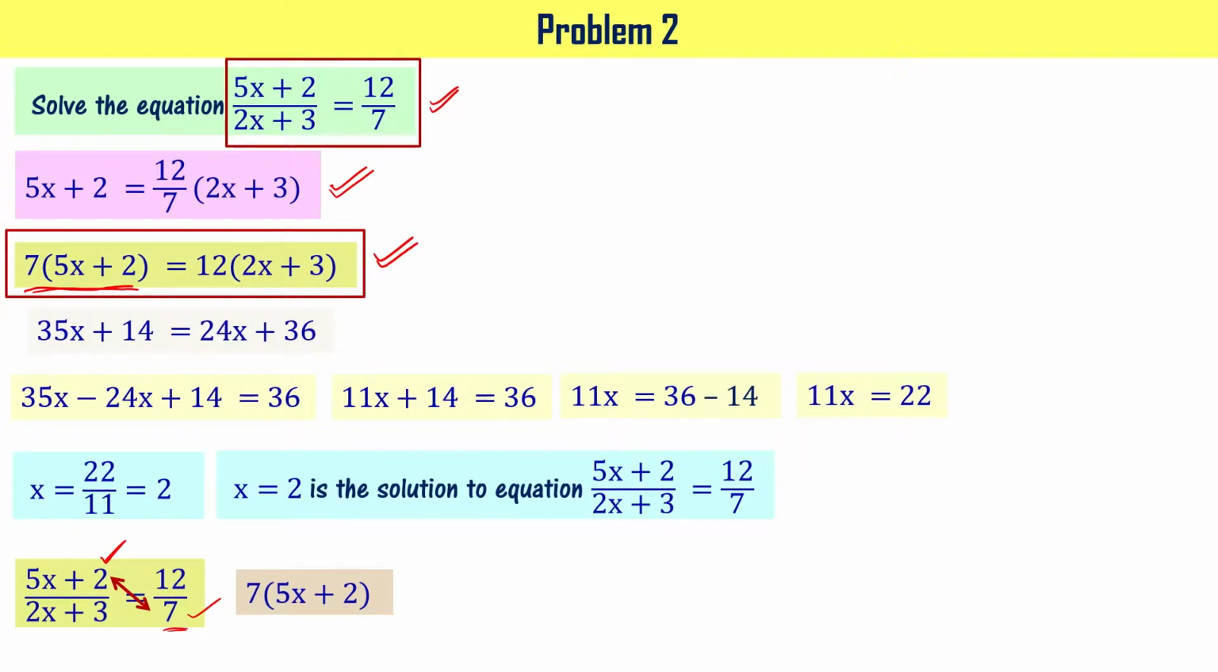Similarly, you can now do multiplication of the denominator of this side and the numerator of the other side. When you do that, you get 12 times 2x plus 3, right? These are equal. Look at this, 7 times 5x plus 2 equal to 12 times 2x plus 3 is exactly what we have obtained by doing this step, right?